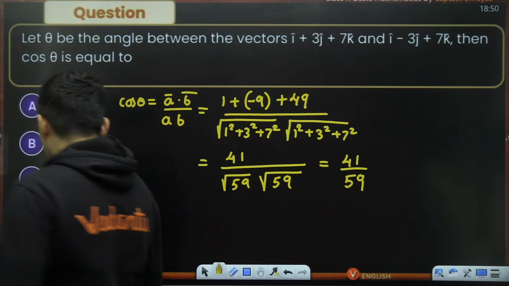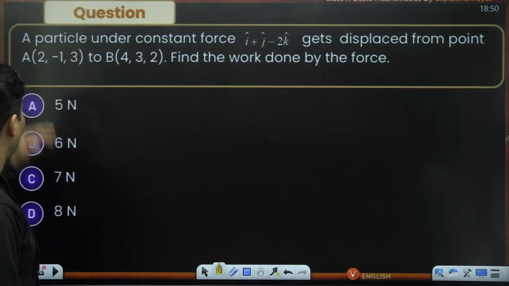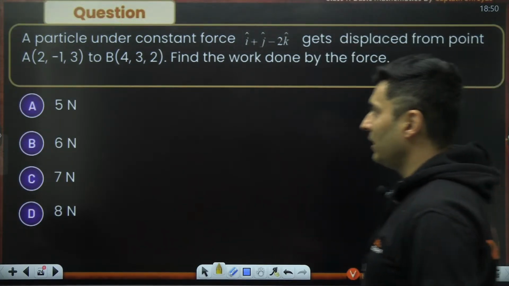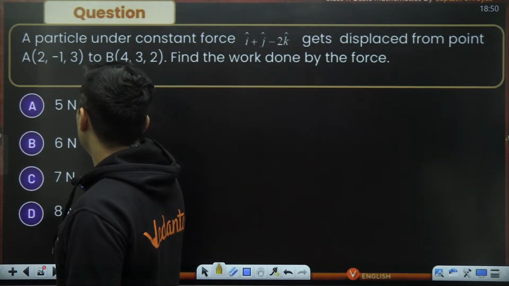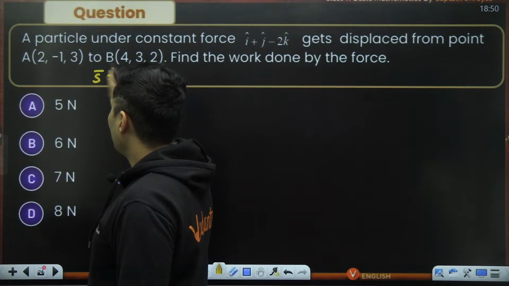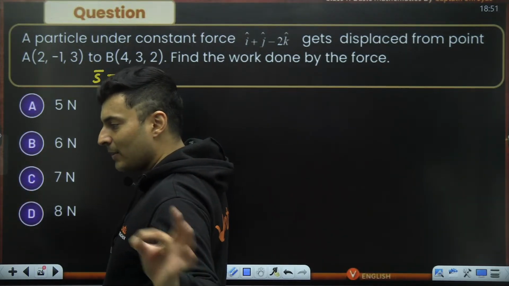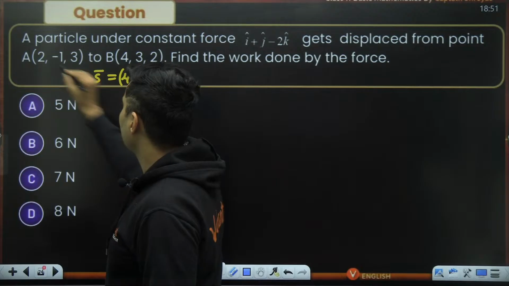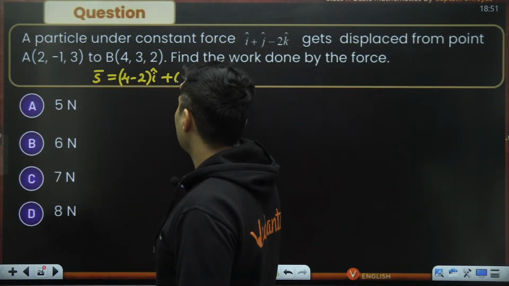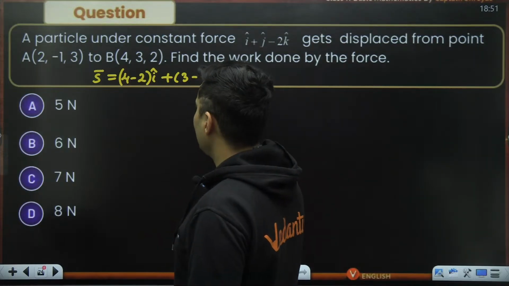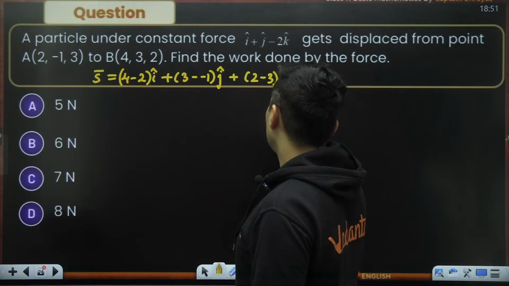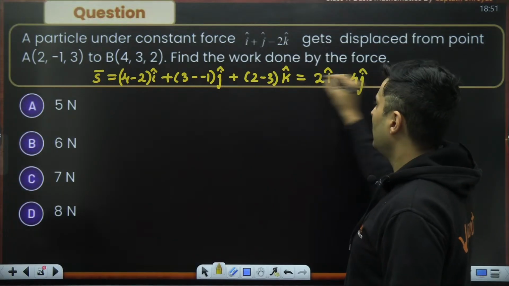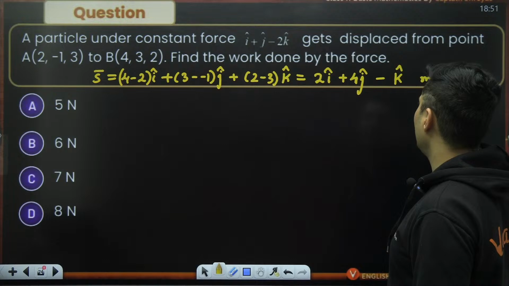Yeah, correct. So moving on to the next question, my dear warriors. A particle under the constant force i plus j minus 2k gets displaced from one point to the other. Find the work done by it. If you go from this point to this point, displacement will be, remember, always take final coordinate minus initial coordinate, with respective i cap, j cap and k cap. So this will be 4 minus 2, final minus initial, i cap. Similarly, 3 minus minus 1 j cap, and lastly 2 minus 3, final minus initial, k cap. So this becomes 2 i cap, 4 j cap, and 2 minus 3 means minus 1 k cap. That is the displacement in meters.